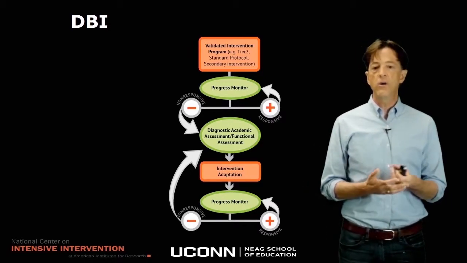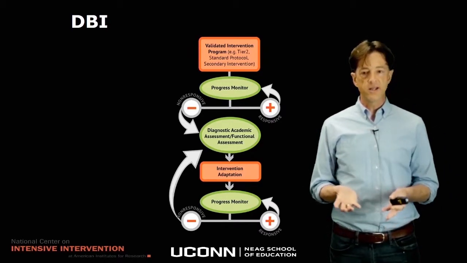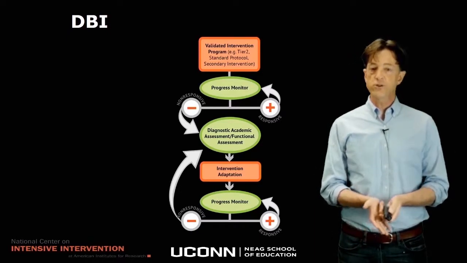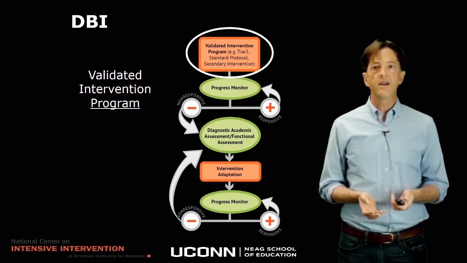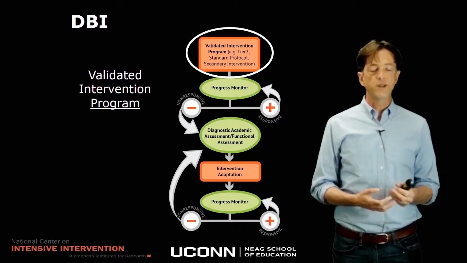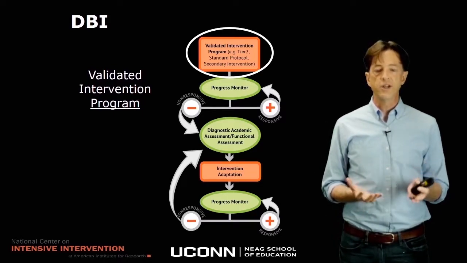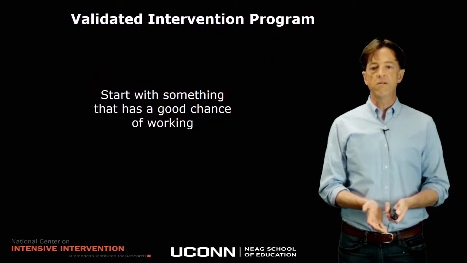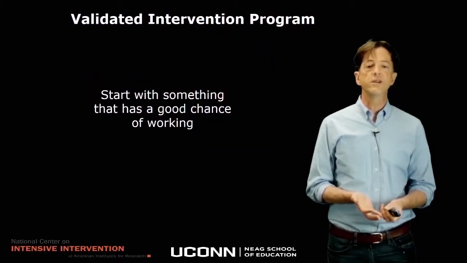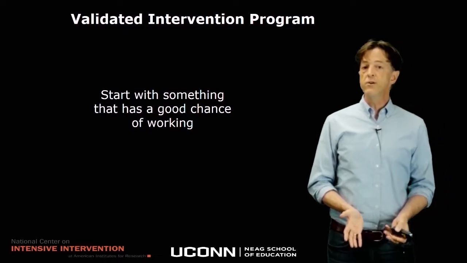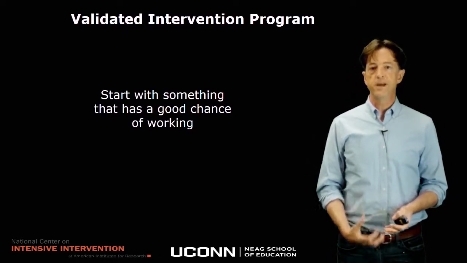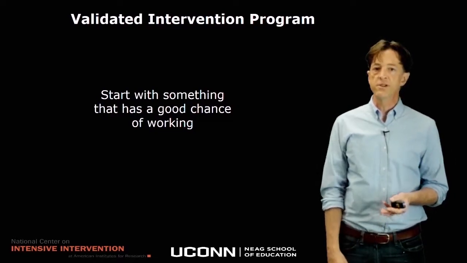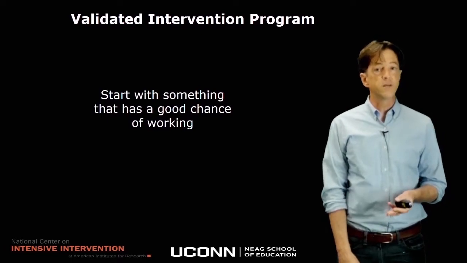We are now going to go through the process and just give an introduction to each of these steps of the DBI process. The first one is identifying a validated intervention program. We can think about this as a Tier 2 intervention, a standard protocol intervention, a secondary intervention. What we want to do here is start with something that has a good chance of working. Particularly in reading, we have a really strong evidence base around effective programs and practices for students experiencing reading difficulties and students with reading disability.